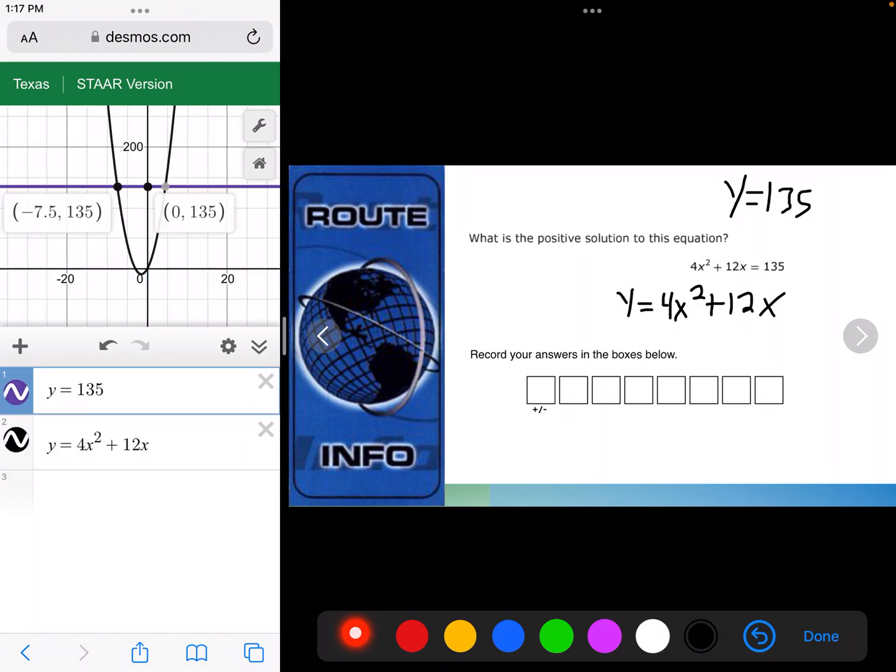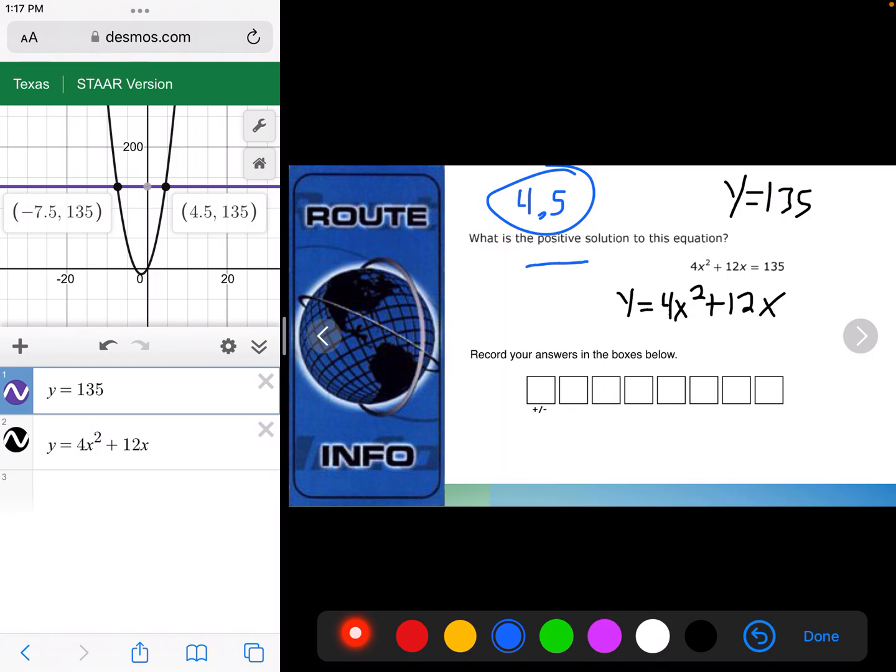They cross right there and right there. So the solution is going to be the x value because that's the x value in the equation, and it wants the positive solution, so it's 4.5. That's your answer. That's the answer you'd put in on the STAAR test.